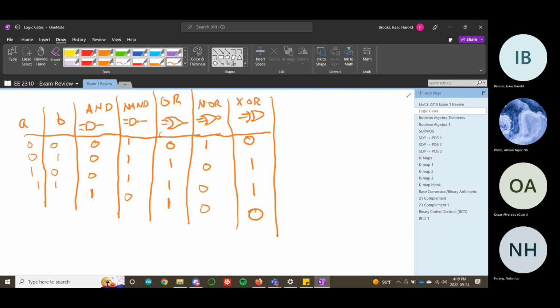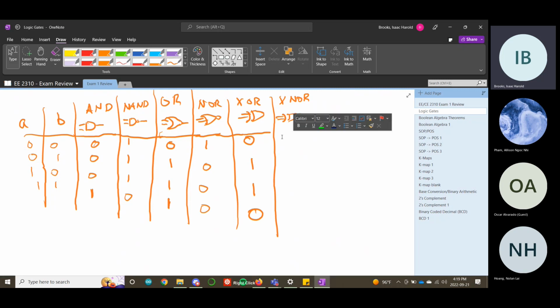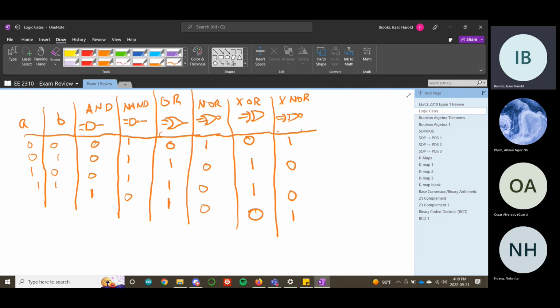And then XNOR is very similar. It looks like an XOR with an inversion bubble. And it is, you guessed it, the exact opposite. It's either neither or both.